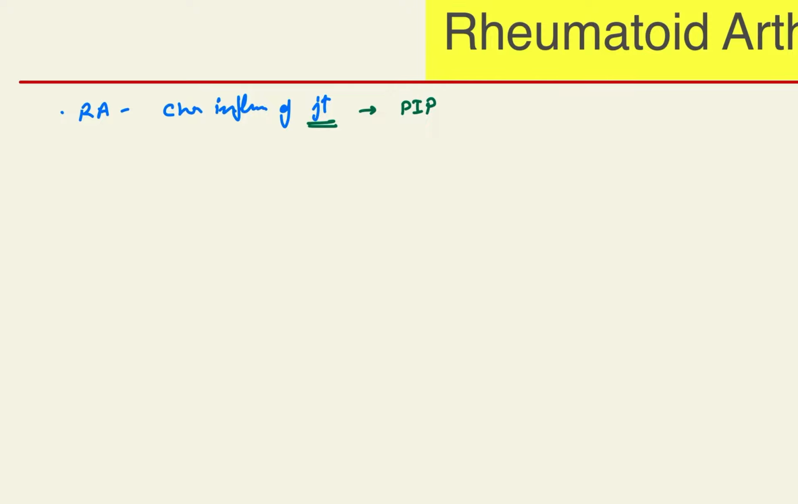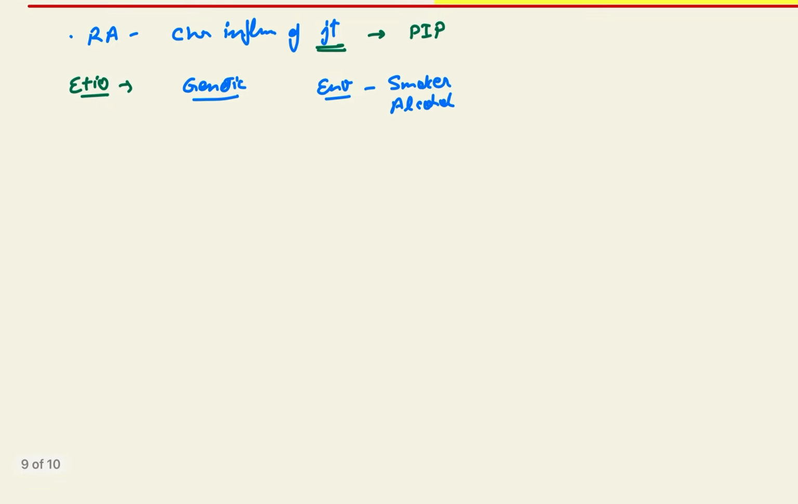Right. Now coming to the etiology, what causes rheumatoid arthritis? As far as the etiology is concerned, there are certain genetic predispositions which influence the development of rheumatoid arthritis, as well as certain environmental triggers. For example, smokers and alcoholics are very much prone to develop rheumatoid arthritis. When these genetic factors intermingle with environmental agents such as smoking and alcohol, this leads to the development of rheumatoid arthritis. Of course, some triggers are important in the initiation of the disease.